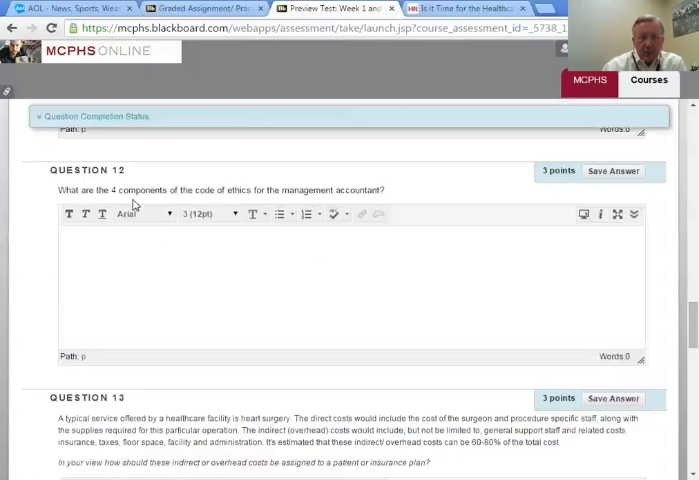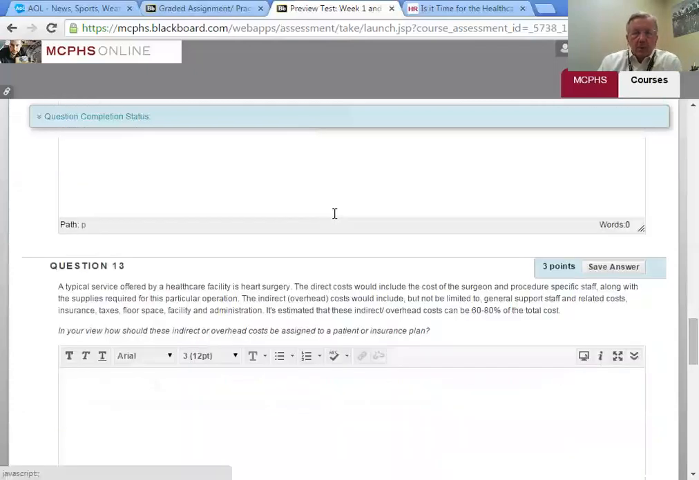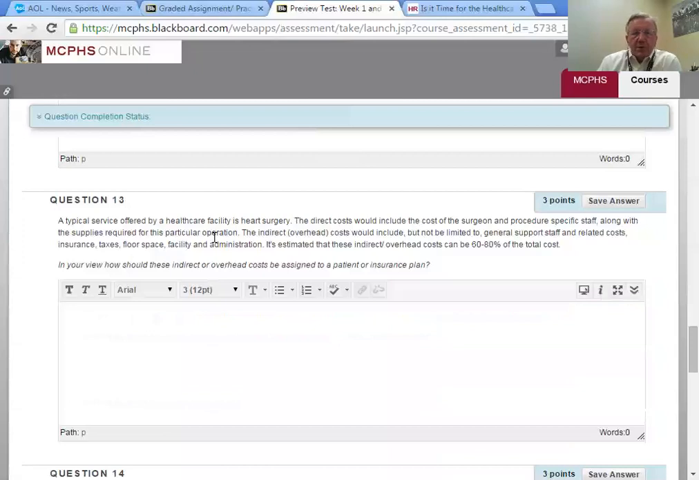Then, what are the 4 components of the code of ethics for the management accountant? You can find that online under the Institute of Management Accountants, or in the lecture slides I put out in the week one folder under the overview section. For the next couple of questions, I put a short sentence or two and ask you to comment on it.